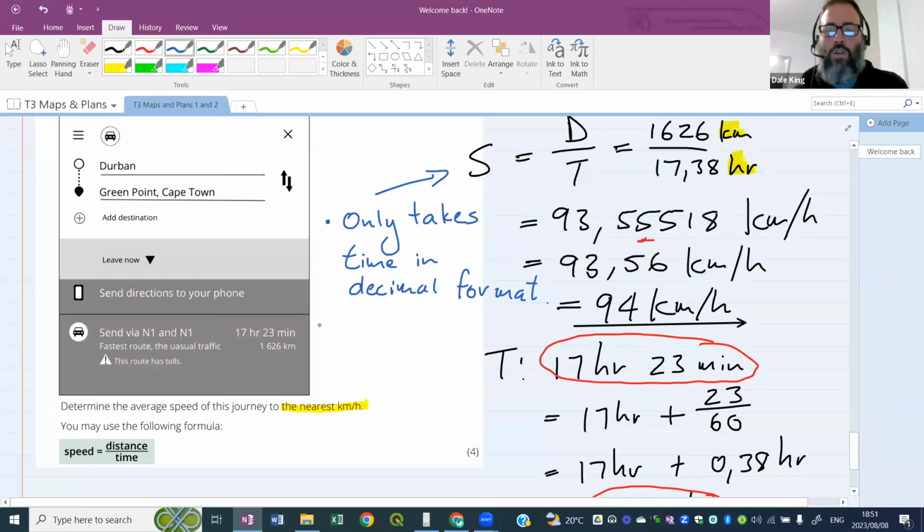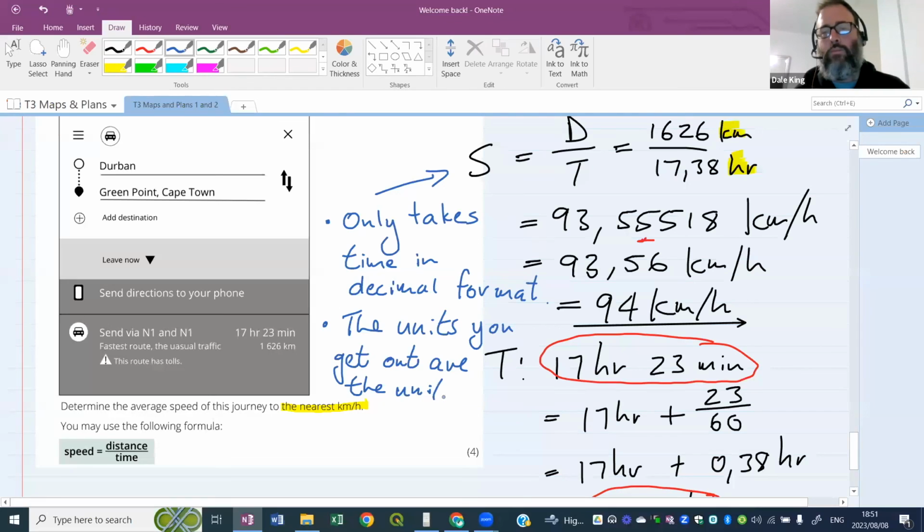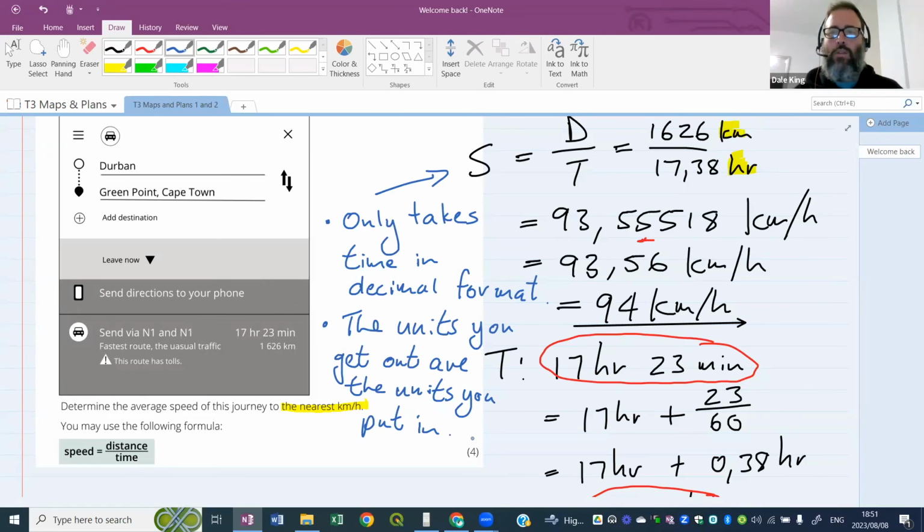All right. The second thing you need to note down for this formula, besides the fact that it only takes time in decimal format, is that the units you get out are the units you put in. All right. The units you put in are what you're going to get out. Okay, so if you put in kilometers and hours, you're going to get out kilometers per hour. So if the question wants kilometers per hour, change your units to make sure that you've got kilometers and hours before you go into the formula.